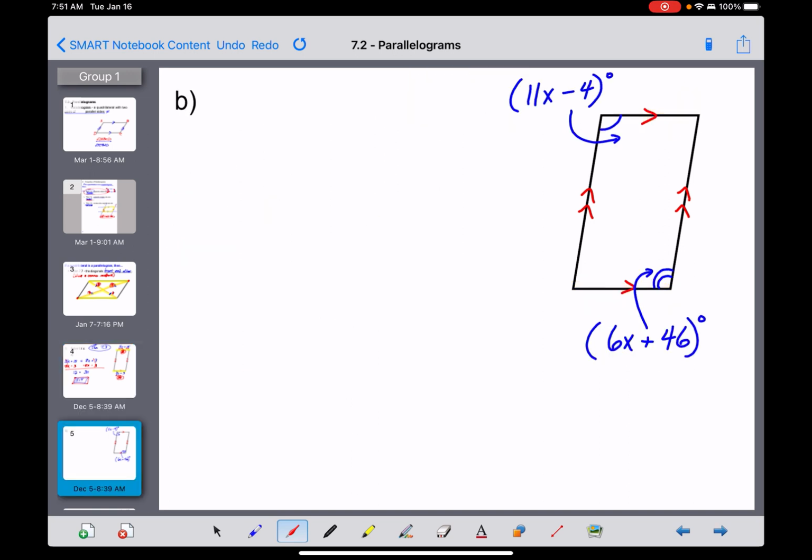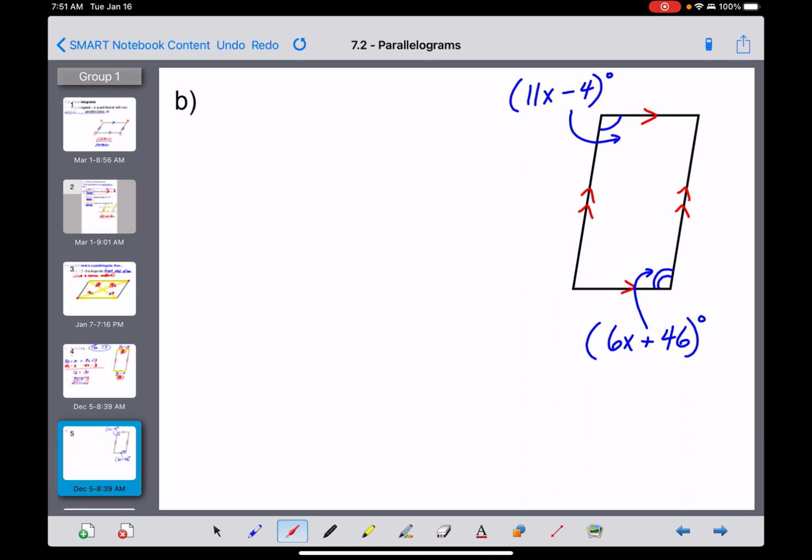Okay, let's move on to a different example here. In B, again, do we know we have a parallelogram? Yes, we do, because it's a four-sided figure. We can clearly see that, and we can see two pairs of parallel sides on opposite sides of the figure because of the red arrows.